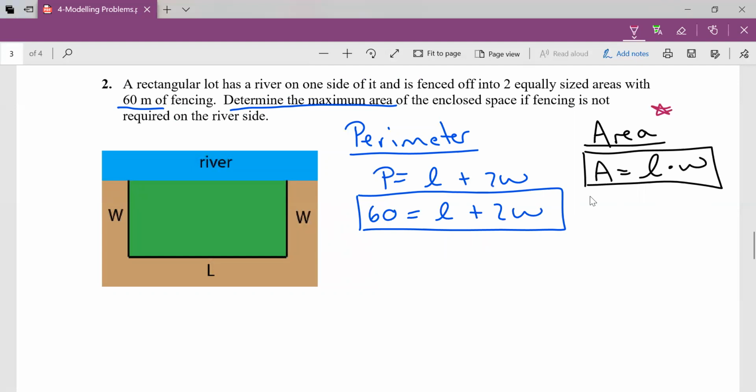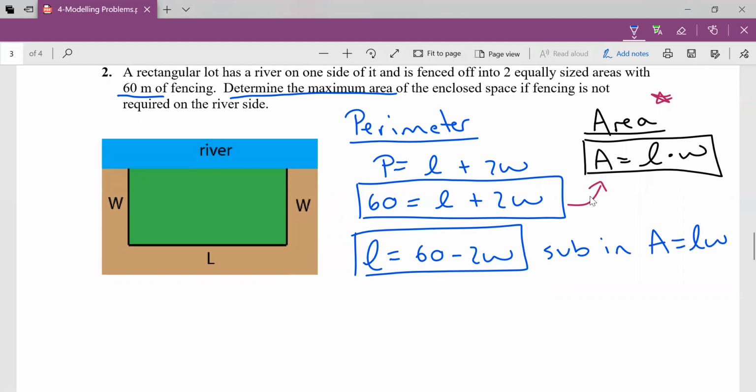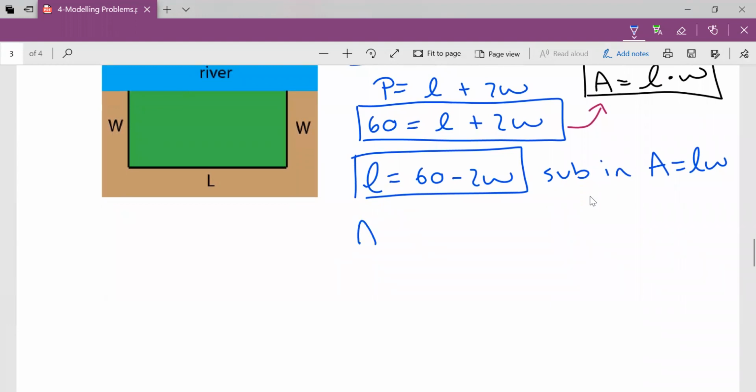So what we're going to do is take our perimeter formula and substitute it into the area formula. So I am going to rearrange this perimeter formula just for L, because it's pretty easy to isolate for. So L is equal to 60 minus 2W. Now I'm going to sub this into the area formula, into length times width. Okay, what happens? Well, now what I have is area is equal to length times width. Area is equal to (60 minus 2W) times W.